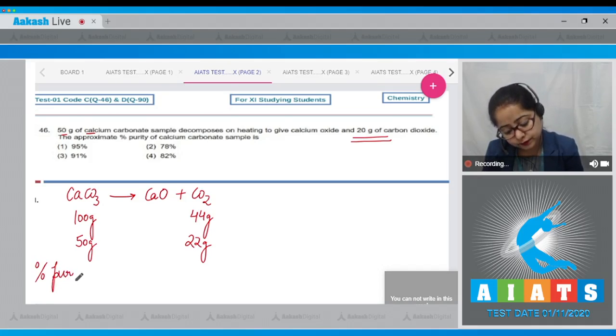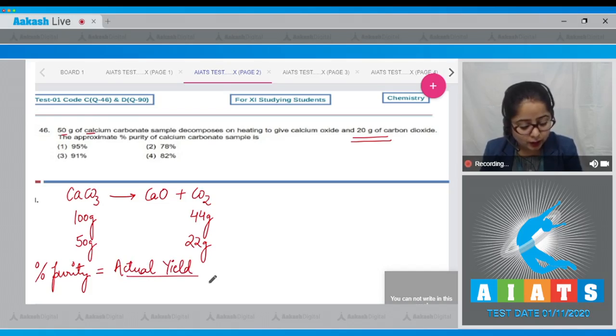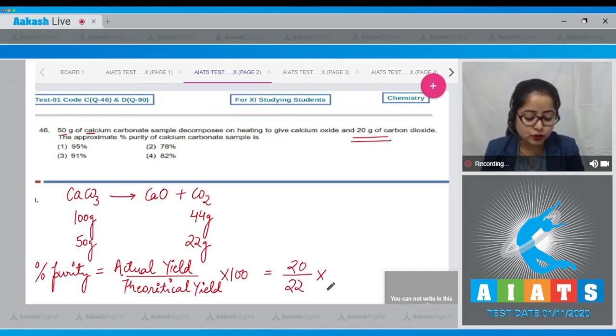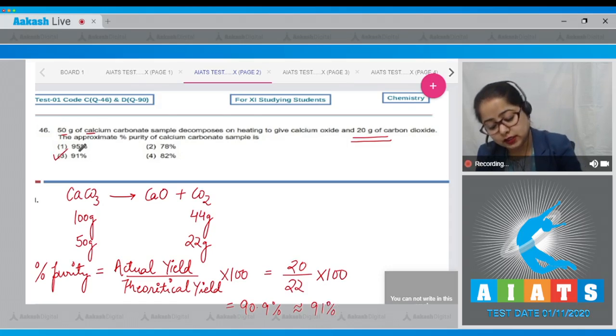Percentage purity is equals to the actual yield upon theoretical yield into 100, which is equals to 20 upon 22 multiplied by 100. Students, you people have to multiply this and the answer will be 90.9 percentage, which is approximately equals to 91%. That means the correct answer is option number 3.